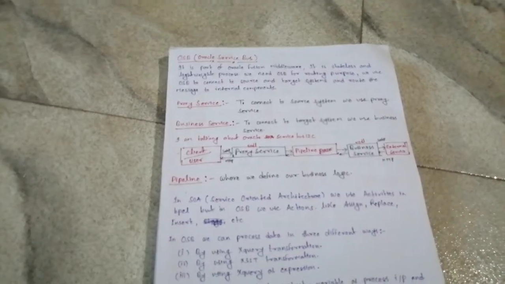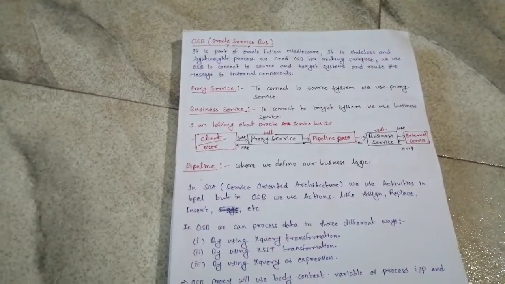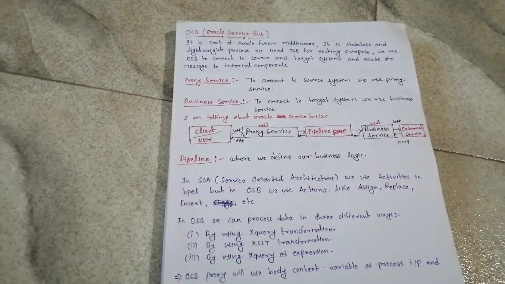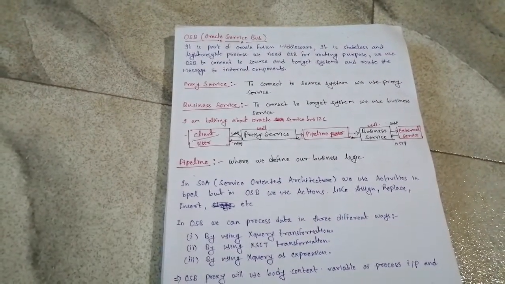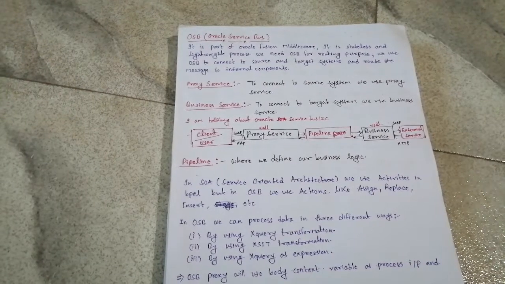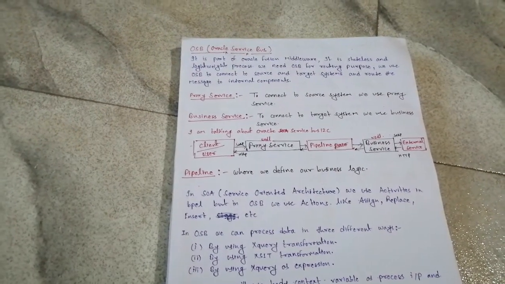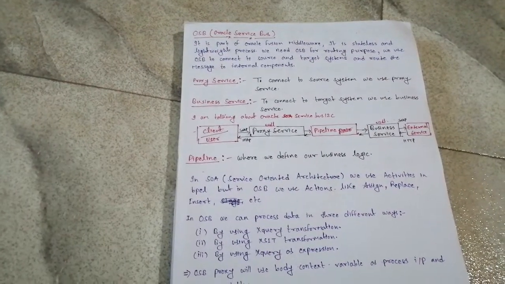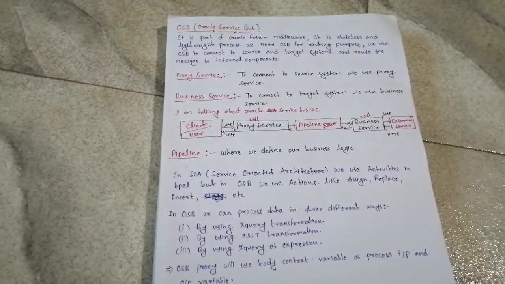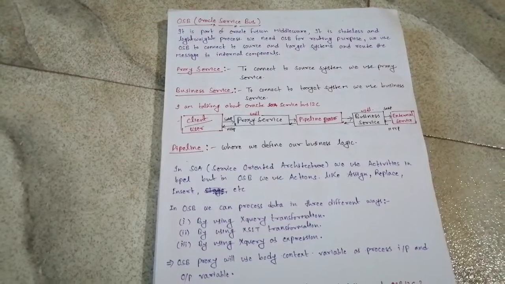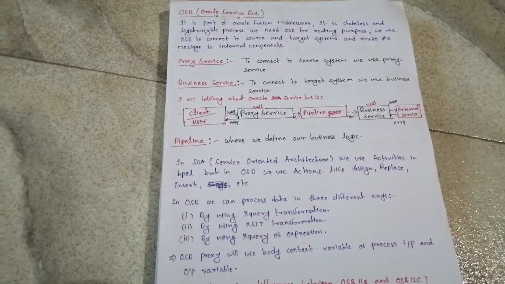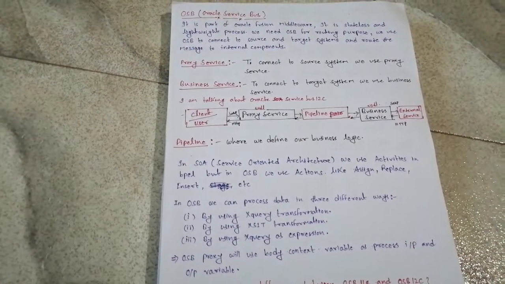Okay. So something that we are using in OSB is the proxy service. We connect with the source system by using the proxy service, and by using the business service, we can connect to the target system. Okay. So in 12c we have a structure like that.